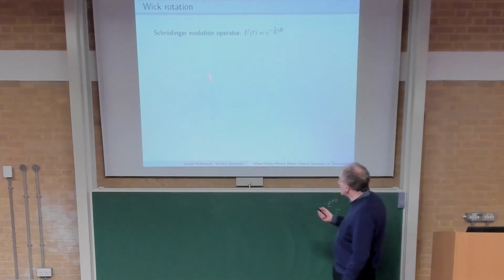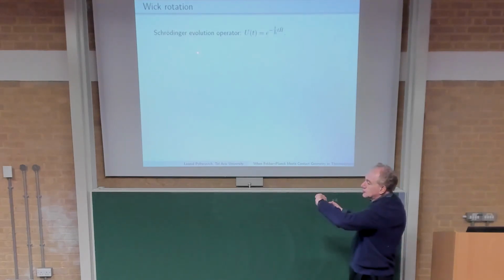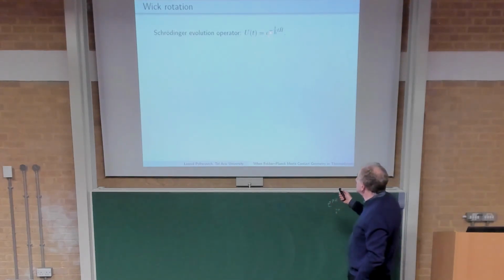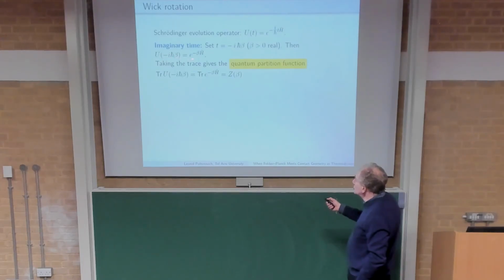So now Wick rotation, so this is this change of time. The Schrödinger evolution operator is e to the power minus i divided by h bar times t H hat, the quantum Hamiltonian. Set t to be minus i h bar beta, where beta is a real number. Then this quantum evolution becomes e to the power minus beta H hat. And taking the trace, we see the quantum partition function: trace of e to the power minus beta H hat equals trace of U at the point minus i h bar beta. So this is absolutely a nice partition function.